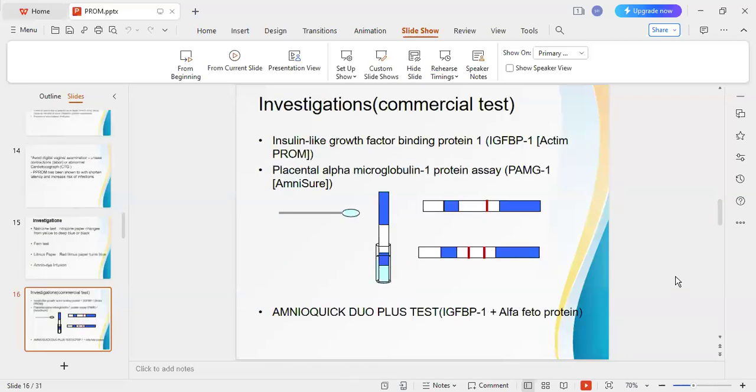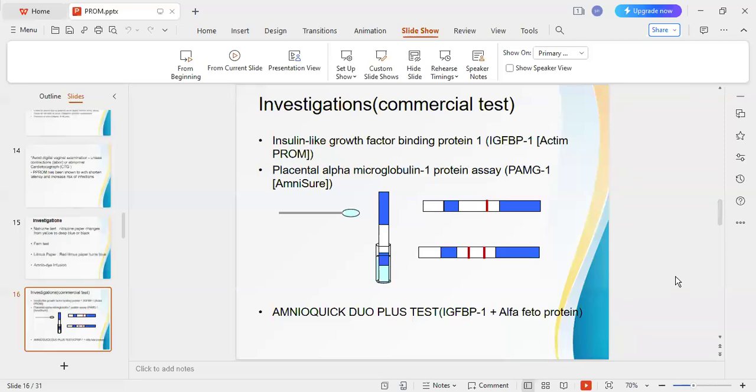Other investigations, which we call commercial investigations because they are quite expensive, are also done out there. We don't do them in our setting routinely, but they can also be done. There is the insulin-like growth factor binding protein 1, which is called the Actim PROM. All these are proteins that are in the amniotic fluid. So when they are tested for, they either show positive or negative. And when they are positive, it's highly indicative of PROM.